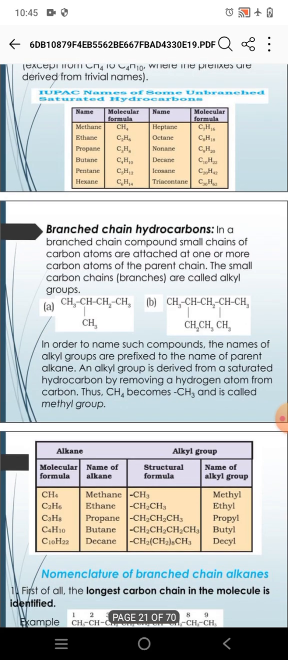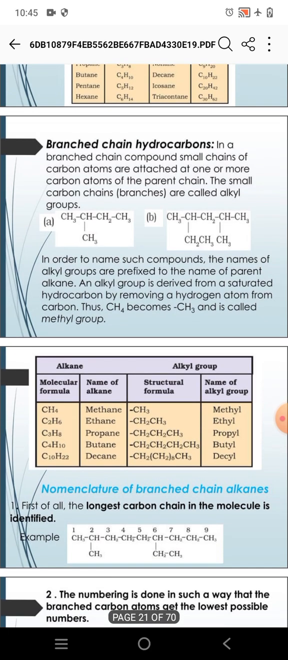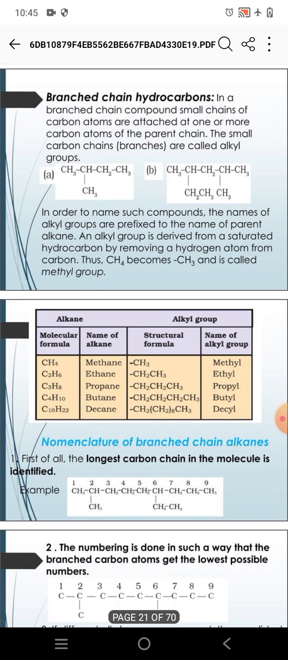First, methane CH4, ethane C2H6, propane C3H8, butane C4H10, pentane C5H12, hexane C6H14, heptane C7H16, octane C8H18, nonane C9H20, decane C10H22, icosane that is C20H42, and triacontane that is C30H62.